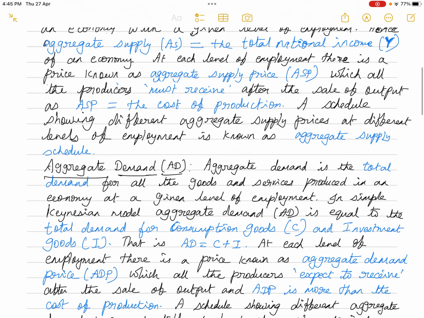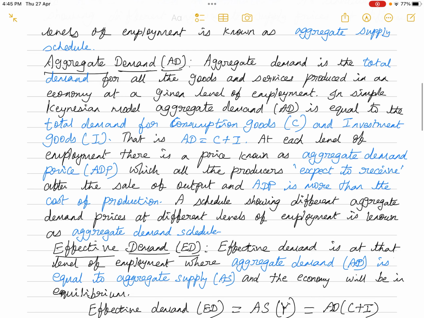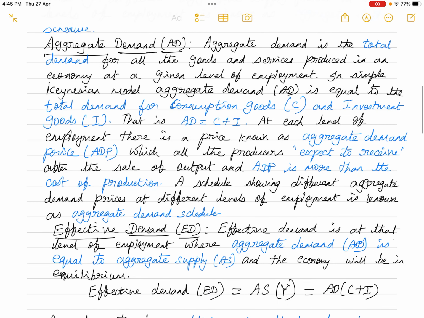Now moving on to aggregate demand. What is the meaning of aggregate demand? Aggregate demand, abbreviated AD, is the total demand. Total demand for what? The total demand for all the goods and services produced in an economy, again at a given level of employment.